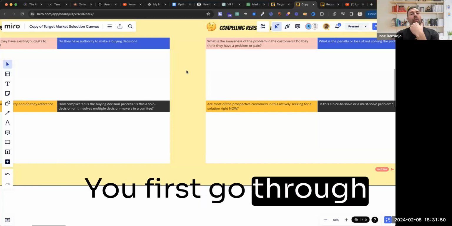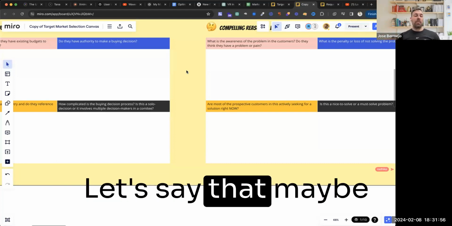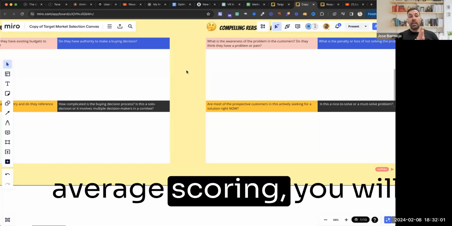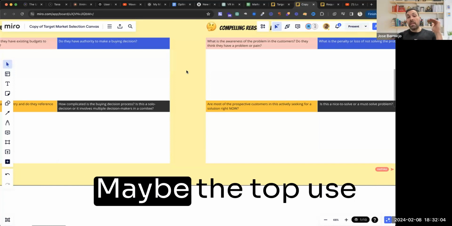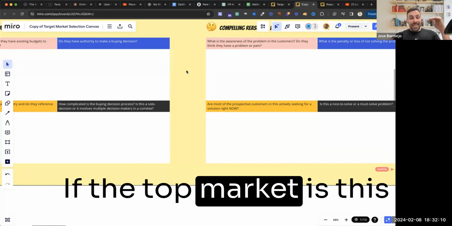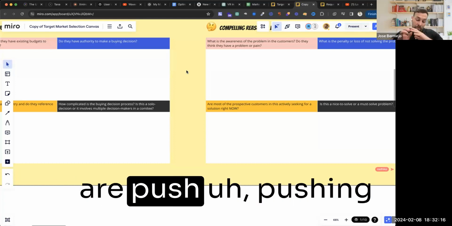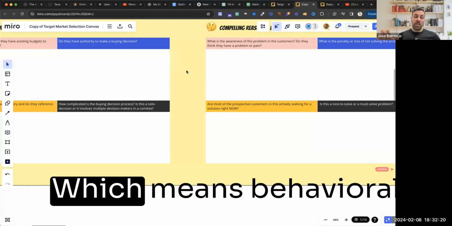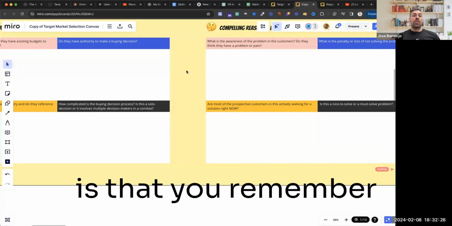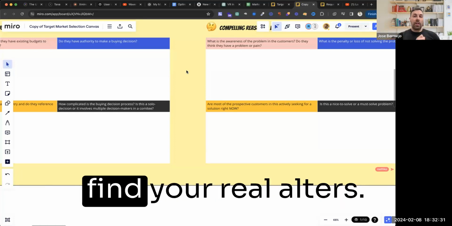You first go through all the use cases and audiences, the markets, and you do all this scoring exercise for all of them. Let's say that maybe you have 5. You go through it, and then with the average scoring, you will find the top use case. Maybe the top use case is not this one. Now, the top market, sorry. If the top market is this one, and you have the problem that you are telling me, that means that you are creating a category and you are pushing change in the market, which means behavioral change. And what that means is that, you remember yesterday the core and the types of buyers, that means you've got to find your early adopters.